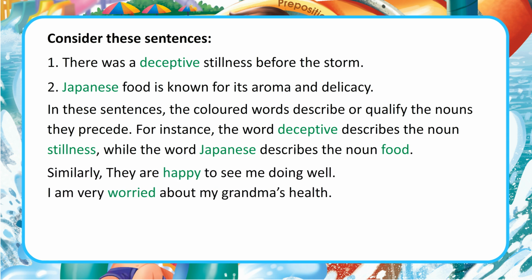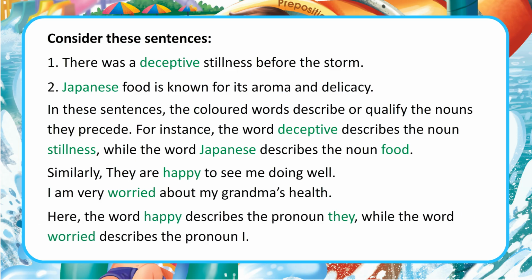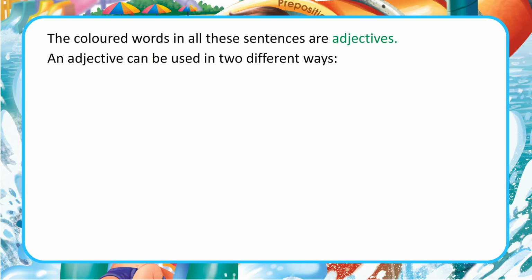Similarly, they are happy to see me doing well. I am very worried about my grandma's health. Here, the word happy describes the pronoun they, while the word worried describes the pronoun I. The colored words in all these sentences are adjectives.